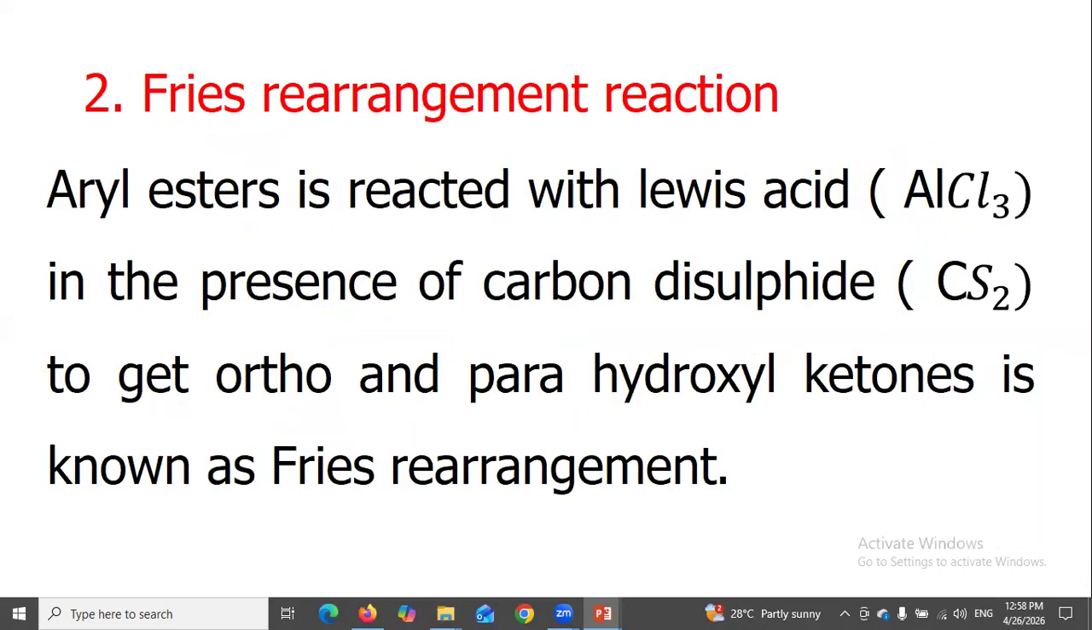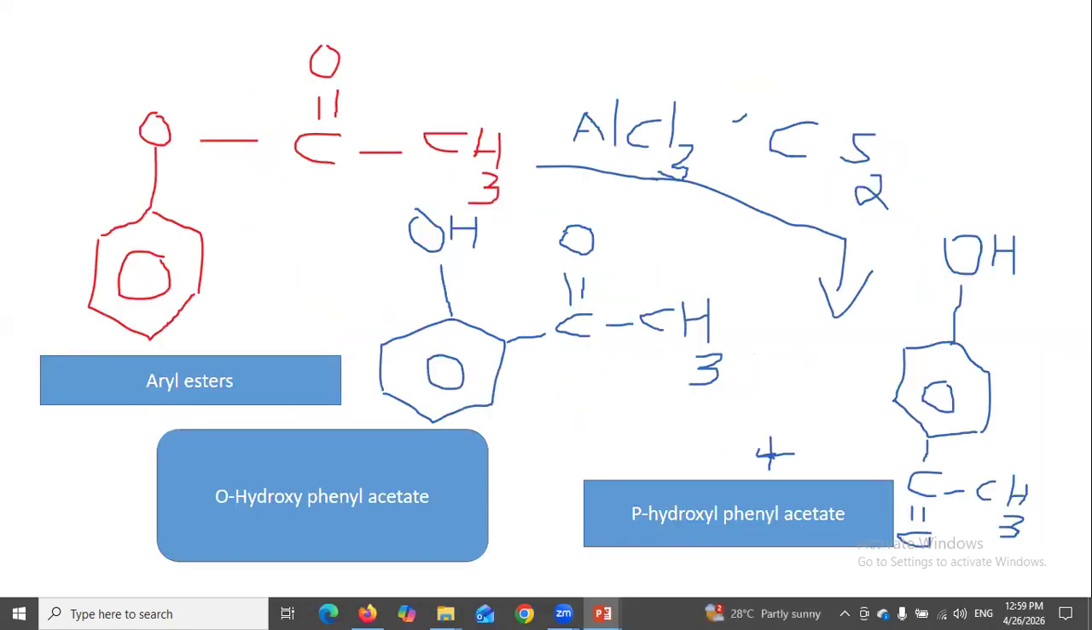Fries rearrangement reaction. Aryl ester is treated with Lewis acid in the presence of carbon disulfide to get ortho and para hydroxy ketones. This is known as the Fries rearrangement. Aryl ester treated with aluminum chloride in the presence of carbon disulfide produces para-hydroxyphenyl acetate or ortho-hydroxyphenyl acetate.